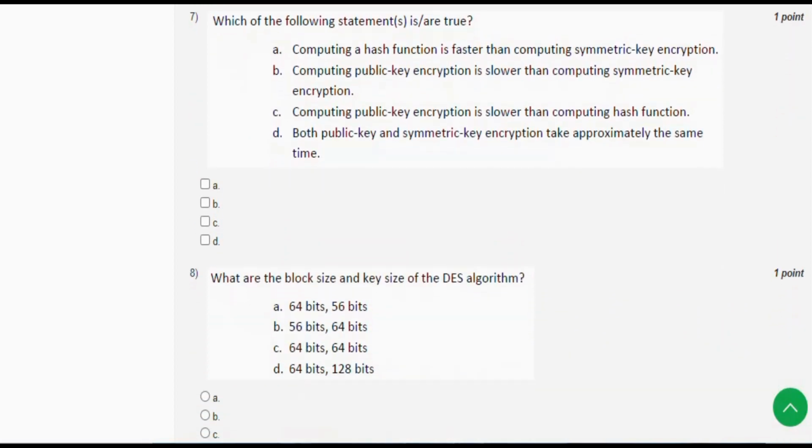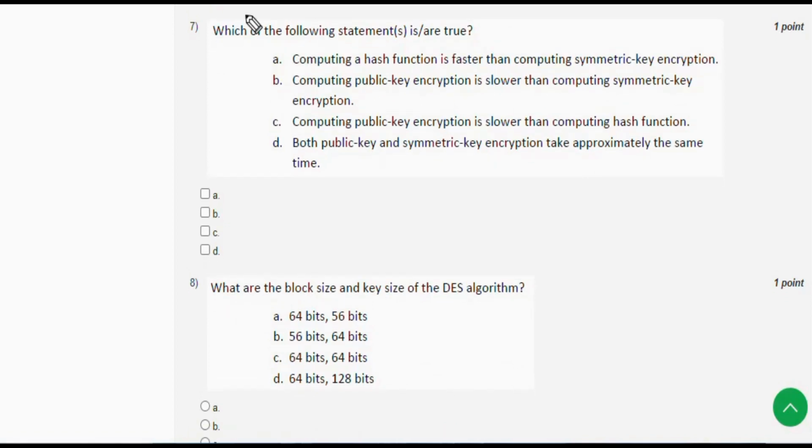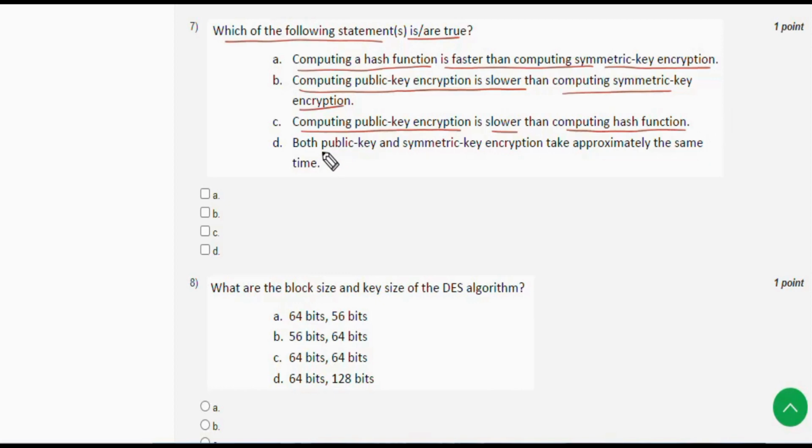Now moving into the next question, question number 7. Which of the following statements is true? Options are: computing a hash function is faster than computing symmetric key encryption. Computing public key encryption is slower than computing symmetric key encryption. Computing public key encryption is slower than computing a hash function. Both public key and symmetric key encryption take approximately the same time. Here options A, B and C will be the answer. Okay, so I select A, B, C.